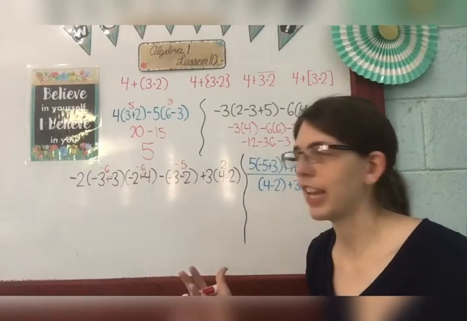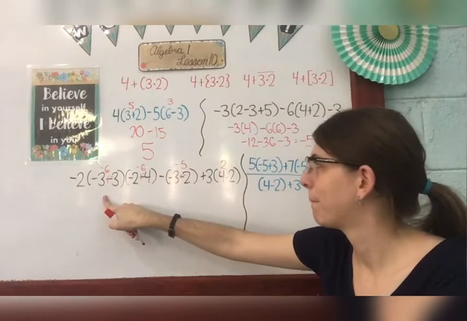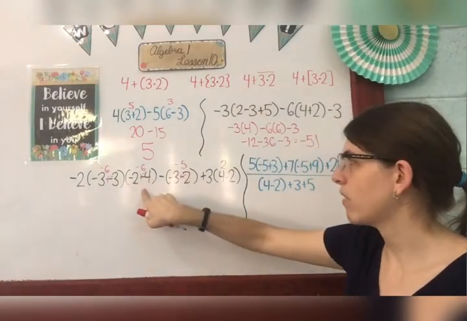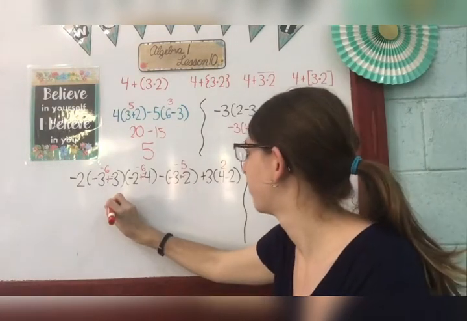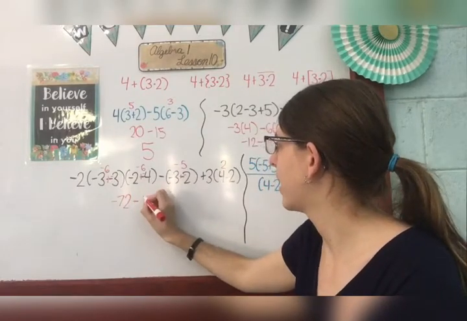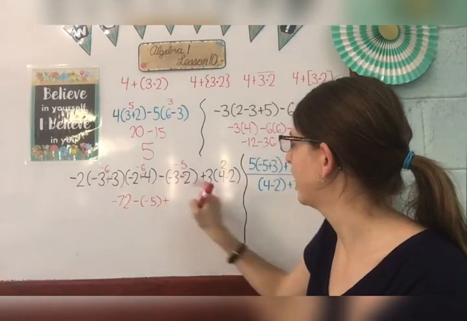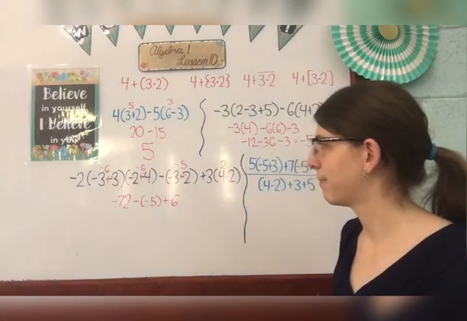Now for the multiplication. -2 times -6 is +12, times -6, -72. Minus a -5, plus 3 times 2 is 6.